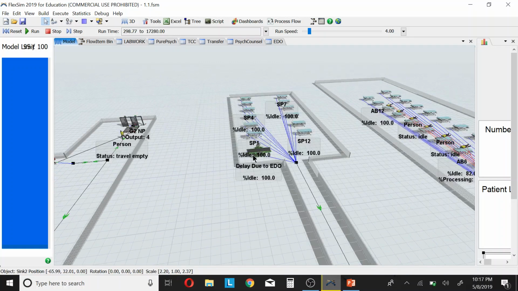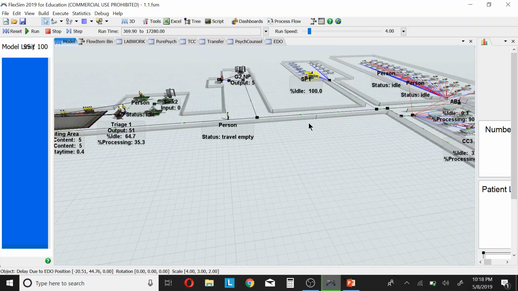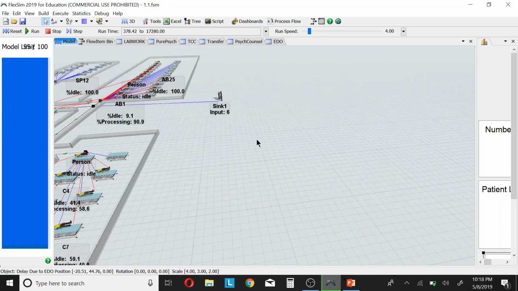And the second recommendation is adding a constable. This is the delay due to EDO. So this has some processing time. After the patient is treated in the bed, they have to go through this processor. This is the delay due to EDO. So if we provide a constable here, the maximum content will be equal to 0, and the processor time will equal 0, and this will reduce the delay due to EDO. And this is the final exit gate where all the patients will exit.